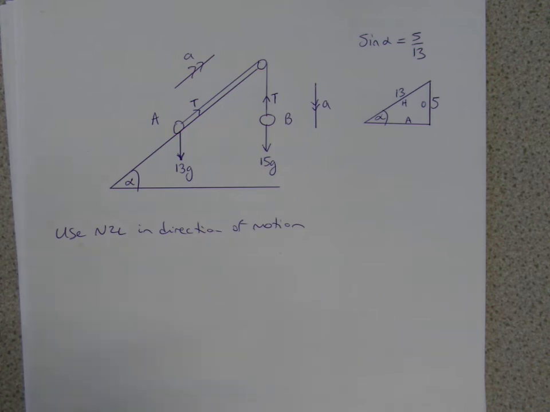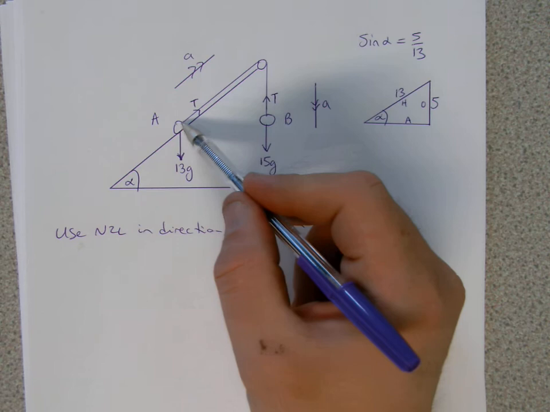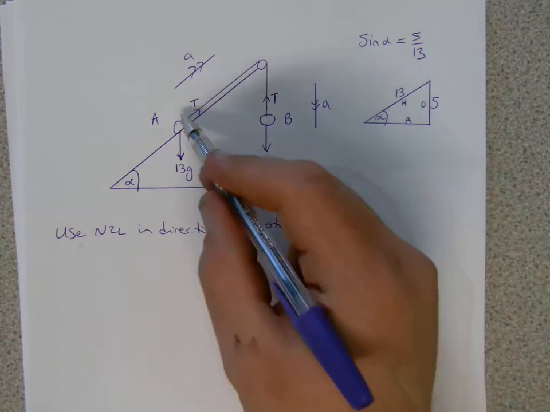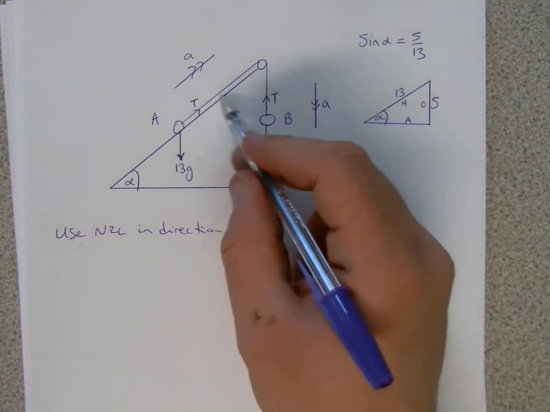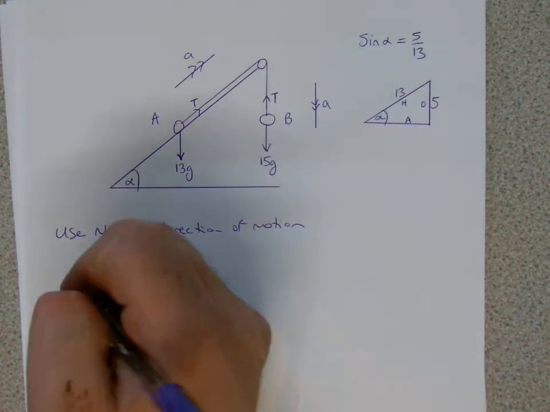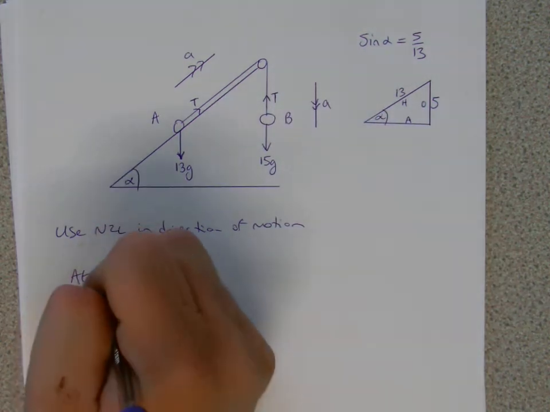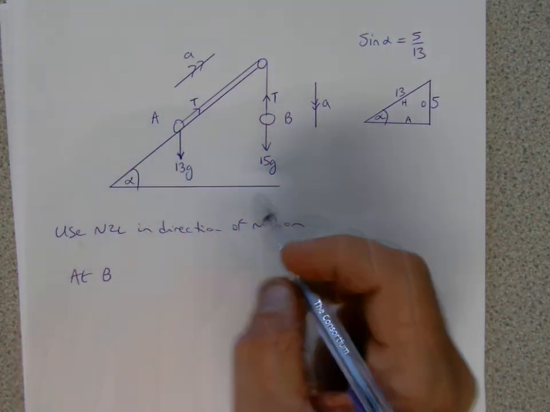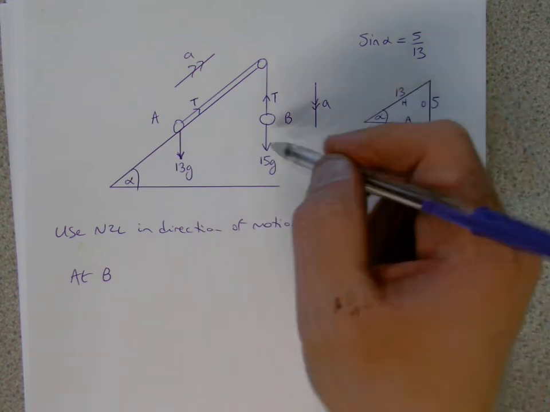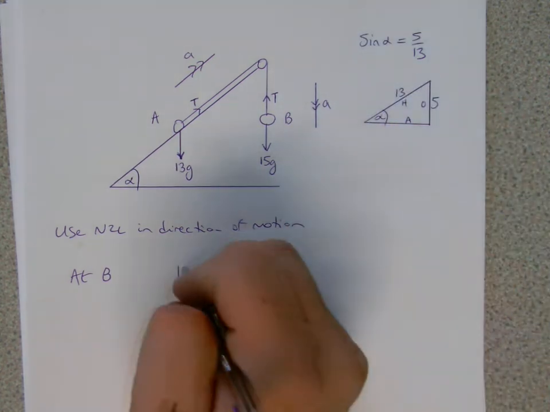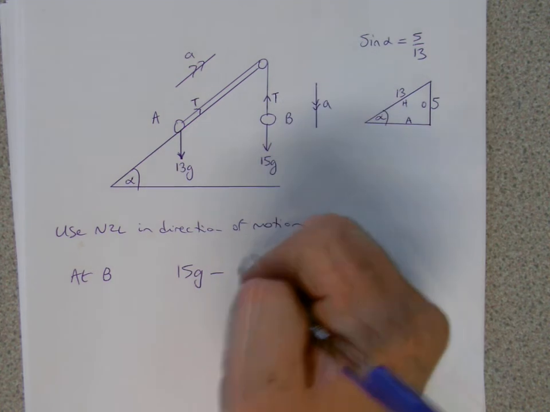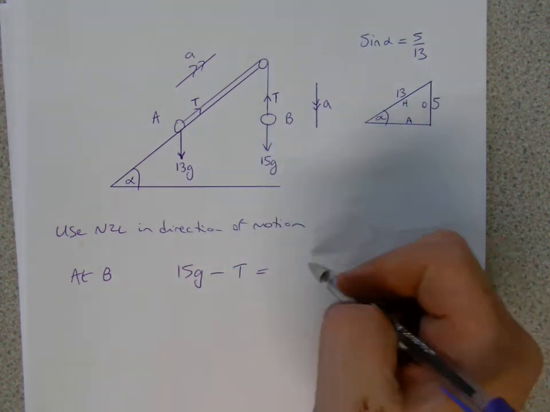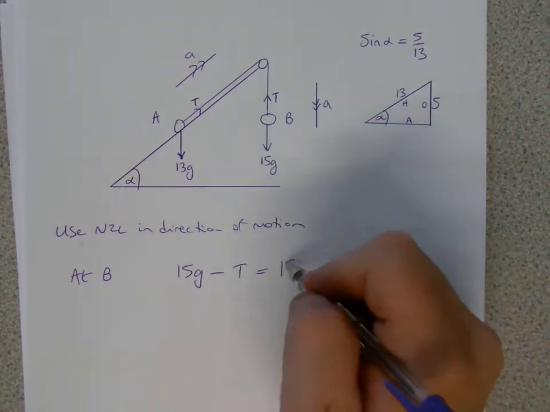But we must recognise that we need to resolve in the direction the string is going in there. So if we started with B here, it's quite straightforward because we can simply say at B, we're going downwards, so in the direction of motion, you've got 15g, take away the tension that's pulling it back, and that will equal mass times acceleration, so 15 times a.